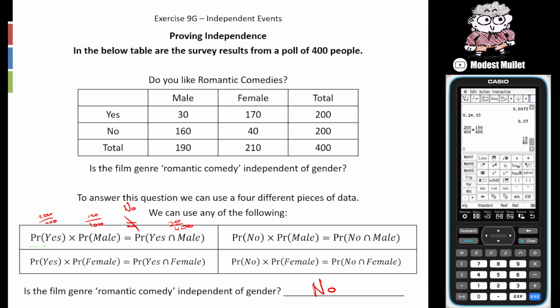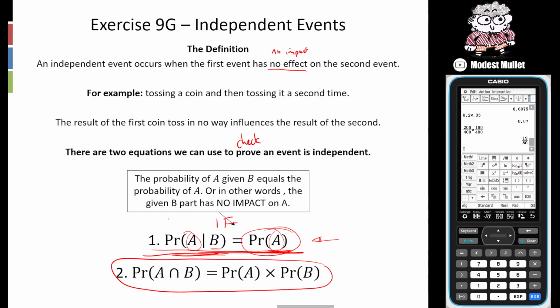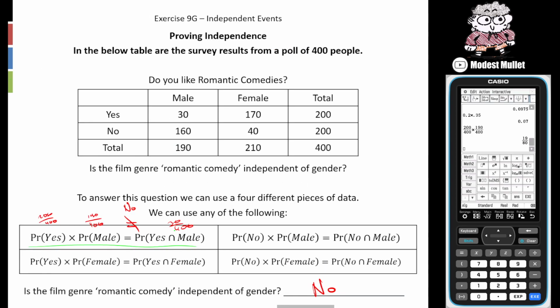The other way we can check it is using the second rule, or we can use the first rule. So probability of A given B needs to be the same as probability of A. So let's look at females liking romantic comedies. So probability of yes given female should just be equal to the probability of yes. Being female should have no impact. These two should be the same if they are independent.